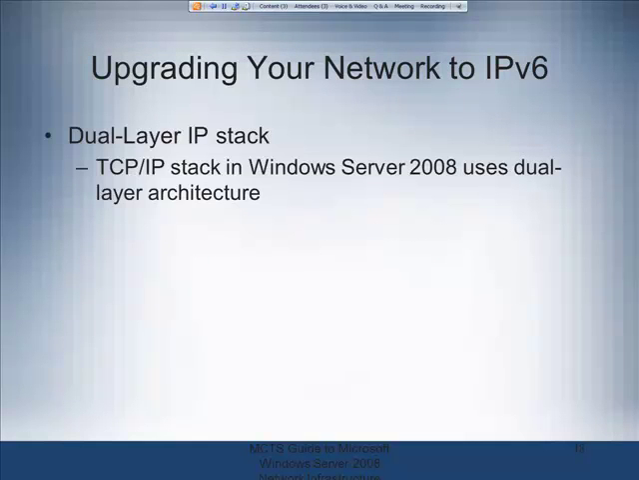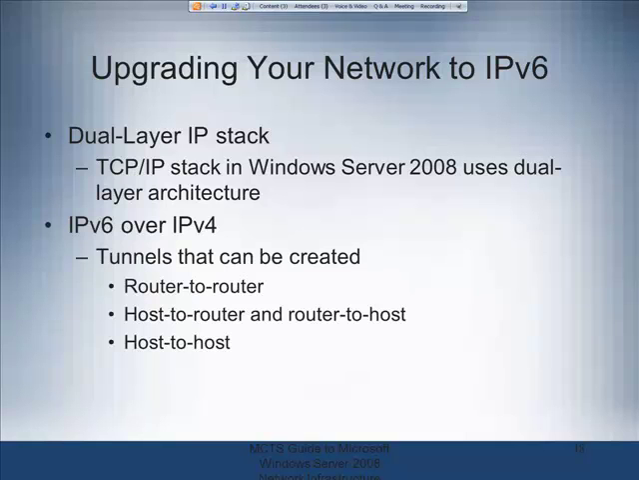The IPv6, and again, I think we talked about this in Cisco, dual layer stack. Windows 8 uses a dual layer architecture, IPv4 and IPv6. IPv6 over IPv4 tunneling: router to router, host to router, router to host, host to host. We create an IPv4 tunnel. What we really do is take an IPv6 address and stick an IPv4 address on it so that it can get routed from one location to the other.